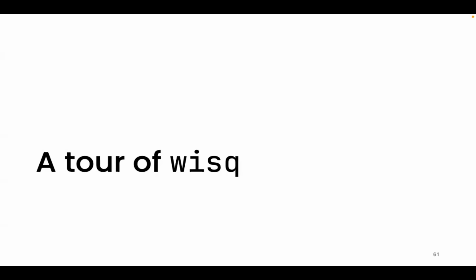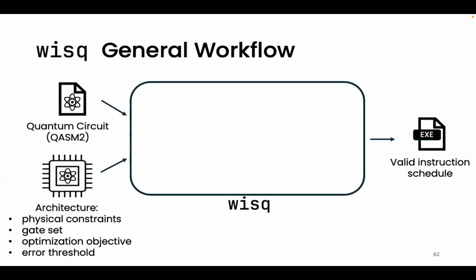So one slide quickly on the architecture of this tool. Essentially, it takes a circuit in this format called QASM, and then there are some additional parameters specifying the constraints of your architecture. For example, you may want to specify the connectivity constraints, or the native basis gate set that you want to optimize over, or your optimization objective, or your error threshold if you're using the approximation from unitary synthesis.